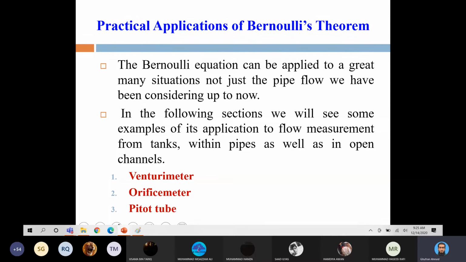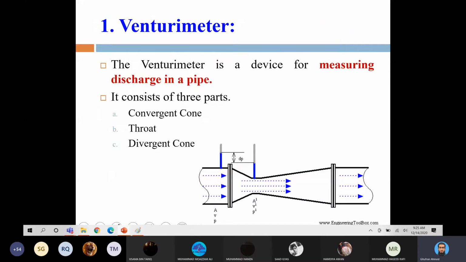Bernoulli's equation is a basic equation which has the widest application in hydraulics. Since it is applied for the derivation of many formulas, its clear understanding is very essential. It is also used to derive further equations. So some of its applications which we are going to study in this lecture are the Venturi meter, orifice meter, and Pitot tube. So the first part is the Venturi meter.